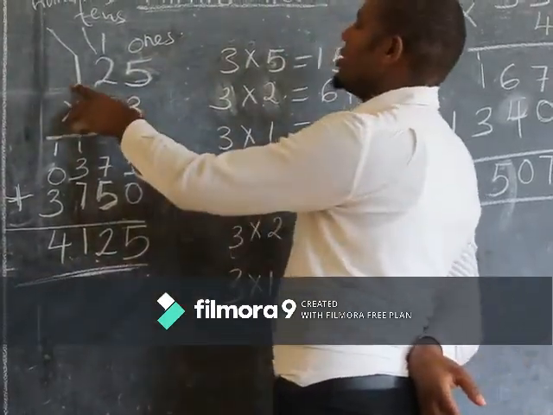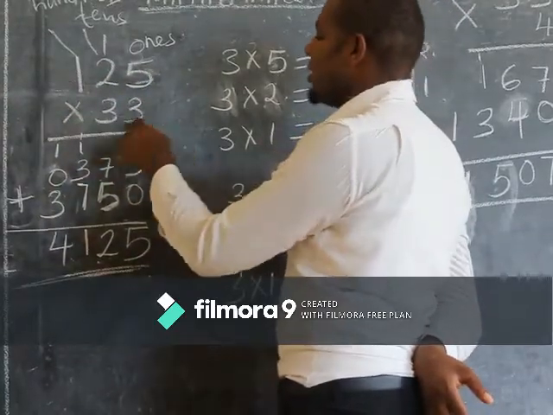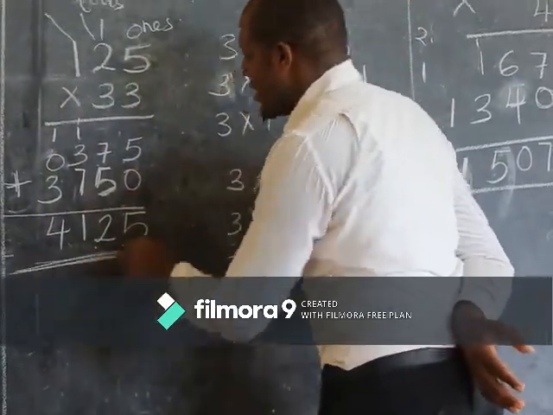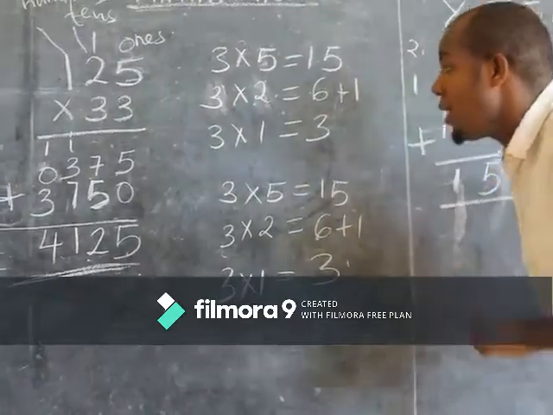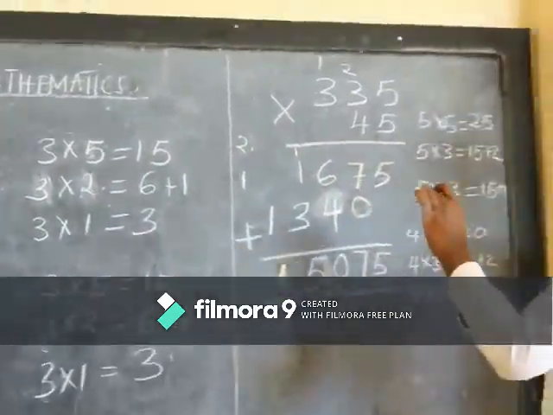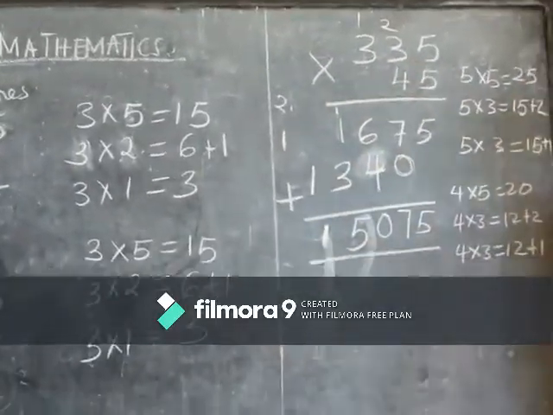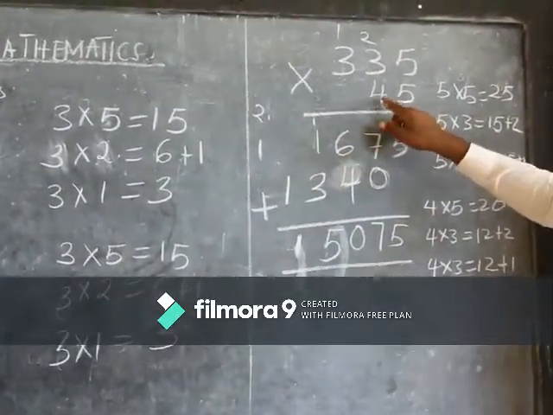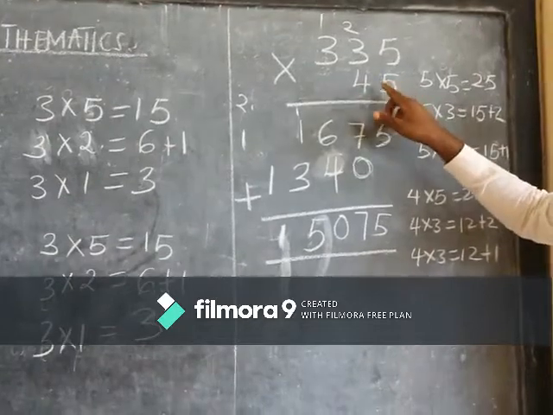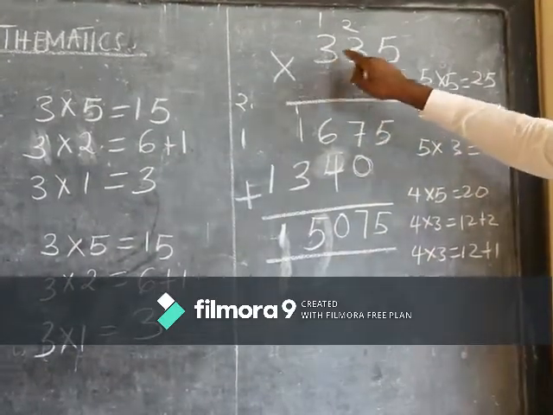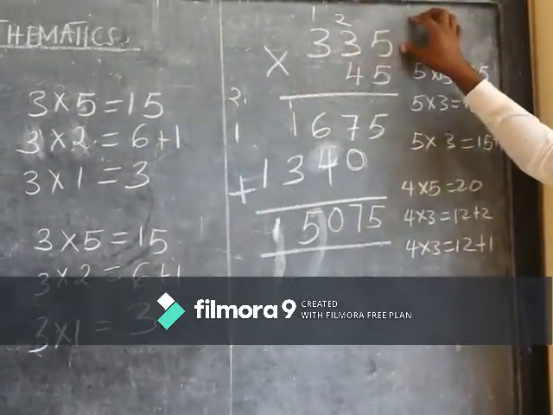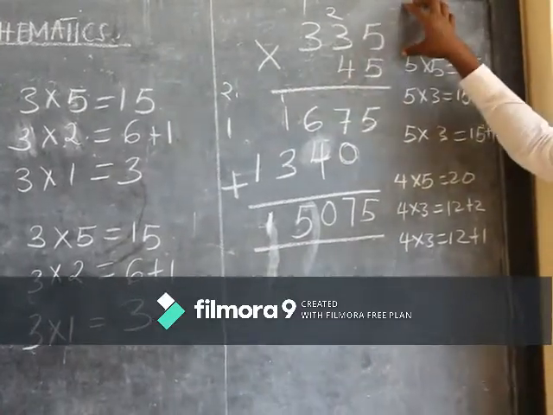When you take 125 multiplied by 33, you will get this one here. That was example number 1. Example number 2, we have 335 multiplied by 45. Now, 335 is the multiplicand. 45 is the multiplier.